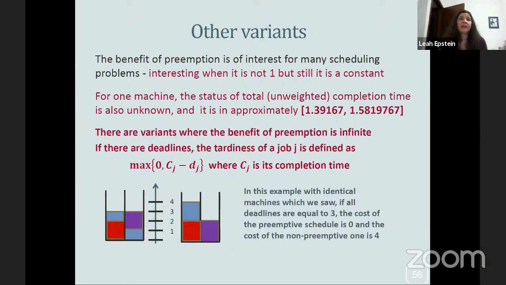If the deadlines of all jobs are 3, if the problem is preemptive, you can complete them by time 3 and have tardiness of 0. But if this is not the case and you can't use preemption, there will always be a job completed at time 4. So the ratio is 1 over 0, which is infinity. And in this case, the power of preemption is infinite, maybe not the best problem on Earth.